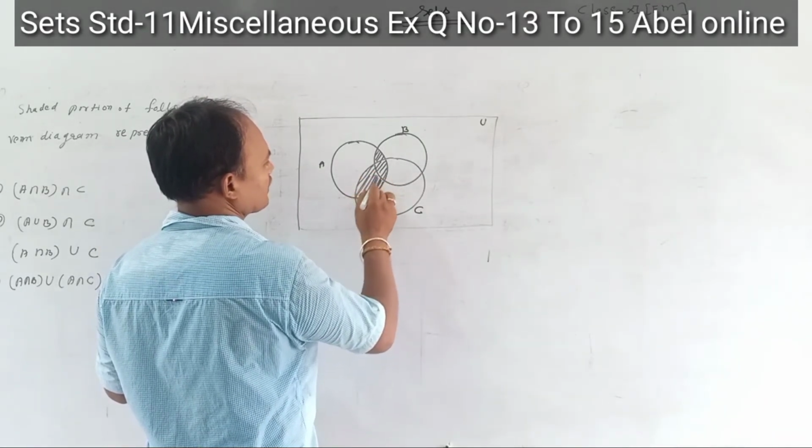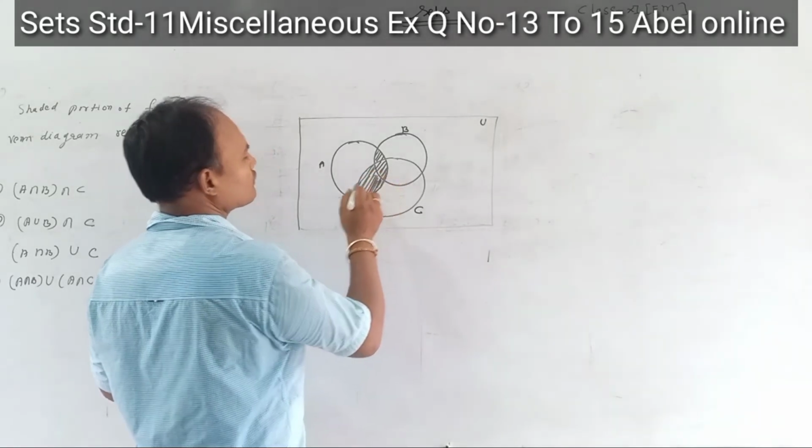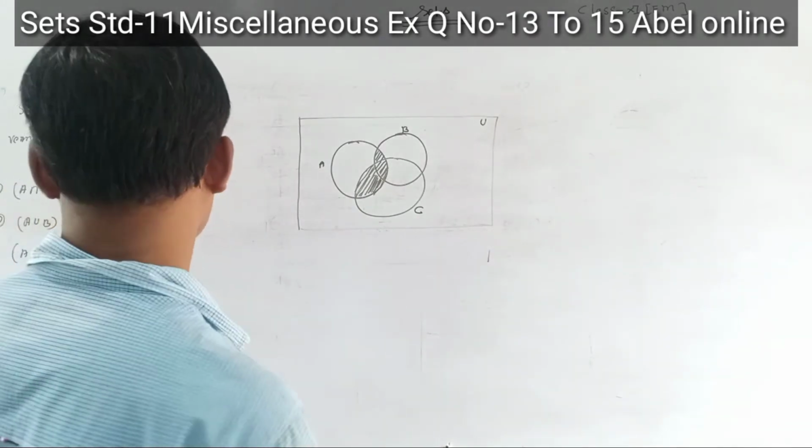It is your dark area. So now we have to find what is the answer. This is A, B, C or D. What is the correct answer?